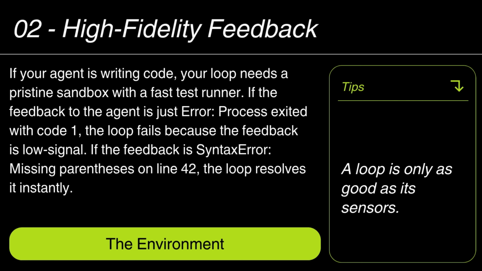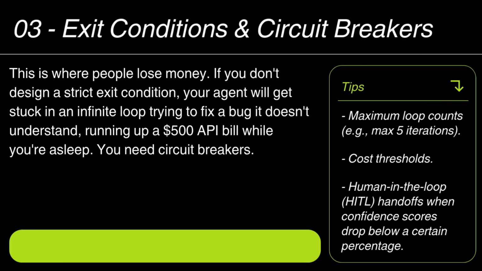3. Exit conditions and circuit breakers. This is where people lose money. If you don't design a strict exit condition, your agent will get stuck in an infinite loop trying to fix a bug it doesn't understand, running up a $500 API bill while you're asleep. You need circuit breakers. Maximum loop counts, for example, max 5 iterations. Cost thresholds. Human in the loop, HITL, handoffs when confidence scores drop below a certain percentage.